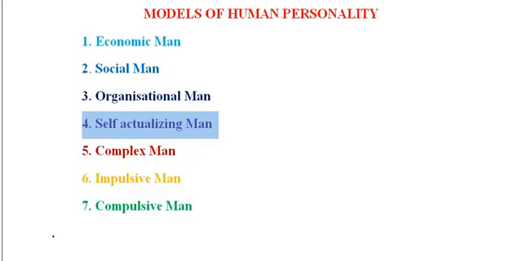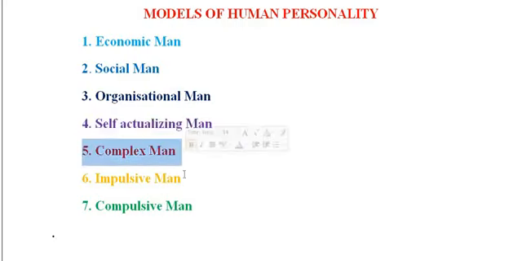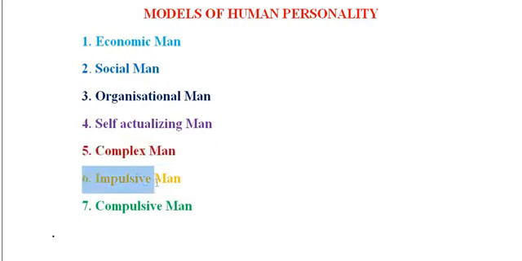Next one, complex man. Predicting and managing human behavior is a complex task, as complex variables determine human behavior. Some of the assumptions for complex man: man is motivated by a set of complex variables and factors. It includes social, political, religious, climatic conditions, etc.